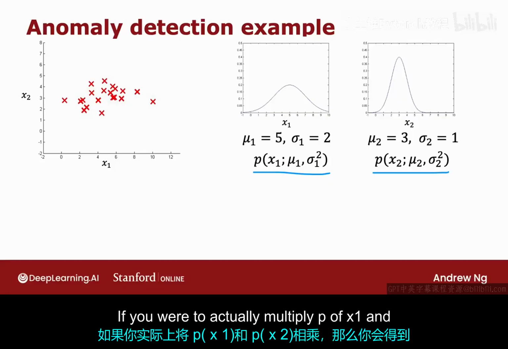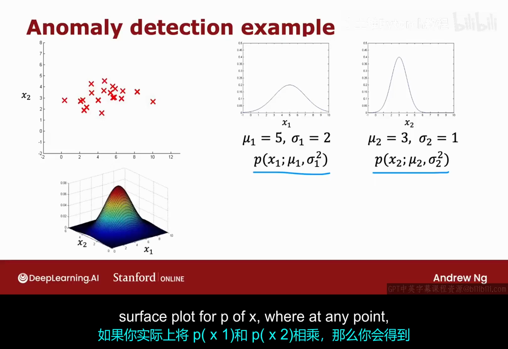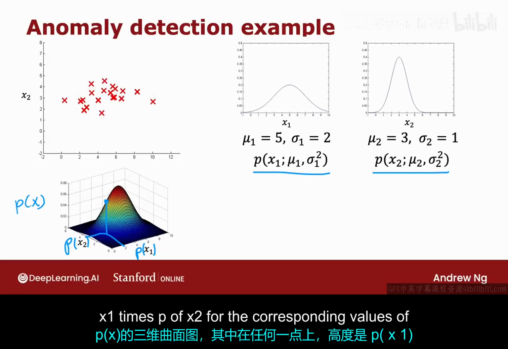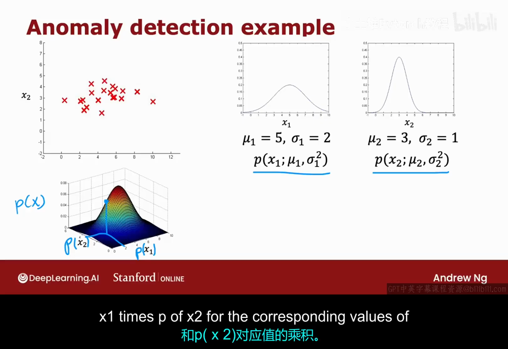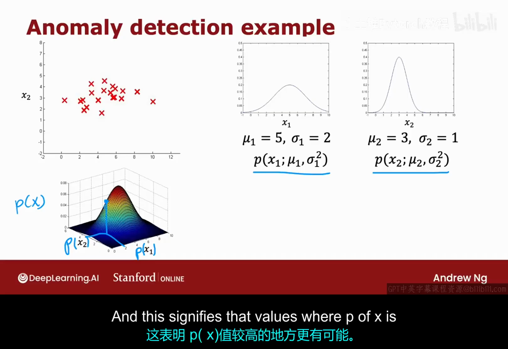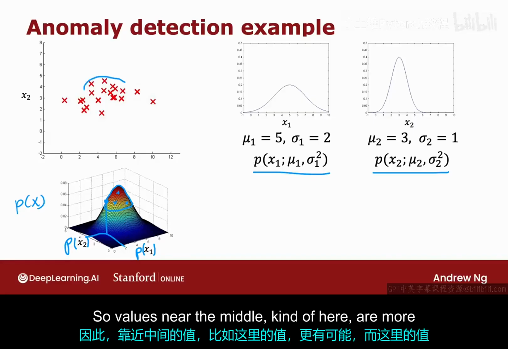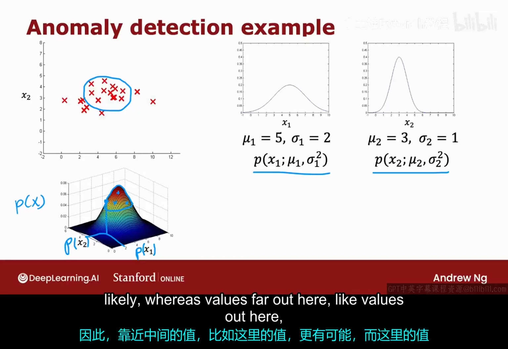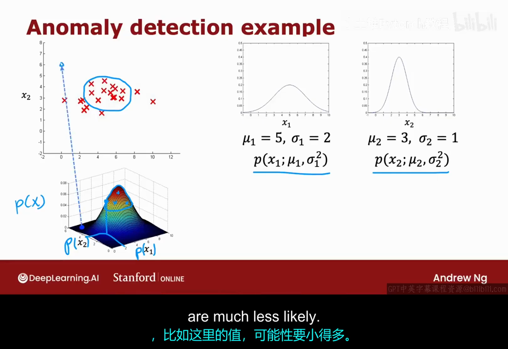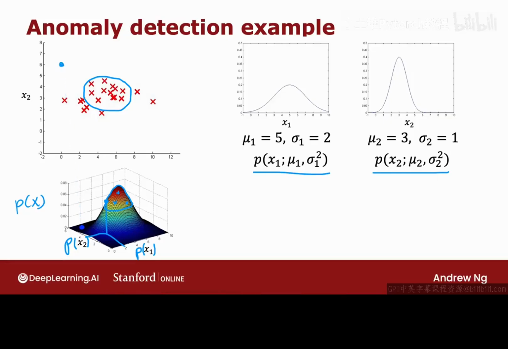If you were to actually multiply p of x1 and p of x2, then you end up with this 3D surface plot for p of x, where at any point, the height of this is the product of p of x1 times p of x2 for the corresponding values of x1 and x2. And this signifies that values where p of x is higher are more likely. So values near the middle, kind of here, are more likely, whereas values far out here are much less likely. They have a much lower chance.